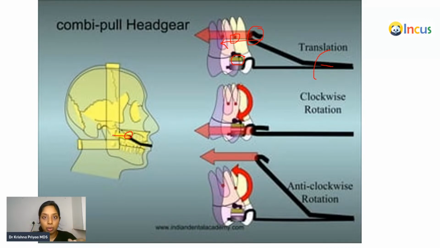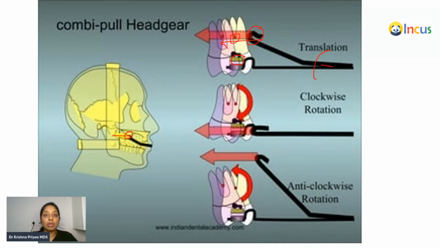Whenever we want a downward rotation, we can take the force which is almost downward to the center of resistance. So obviously, since it's downward, they'll have a downward rotation. What will happen if the patient is already a long face, and we need an upward rotation or an anti-clockwise rotation? Then we take the force which is superior to the center of resistance.